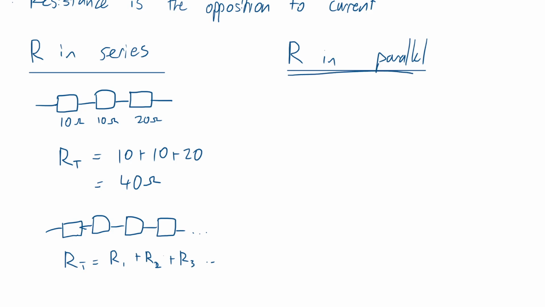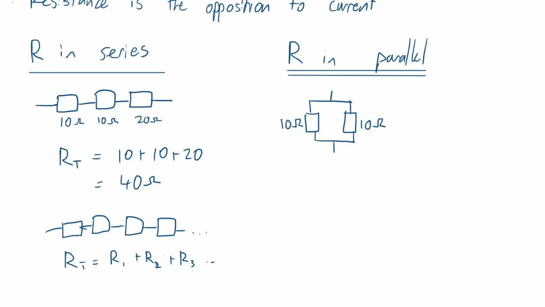Parallel. Let's do a parallel line here. Beautiful. Here we go. So parallel means there's more than one pathway. Notice I added these lines on the end to indicate current could flow this way or current could flow this way. They are in parallel. Let's suppose they are both 10 ohms. I will show you exactly 3 ways to find the total resistance.